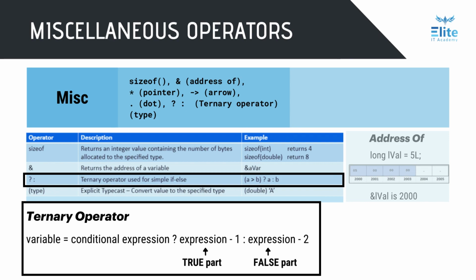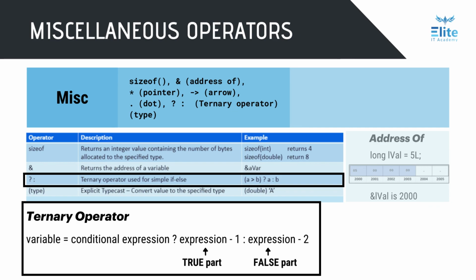The ternary operator is an operator in C that takes three operands. It is used in place of a simple if-else branch statement. As we will see later, it is used to define macros using compiler directives. The ternary operator has three operands.